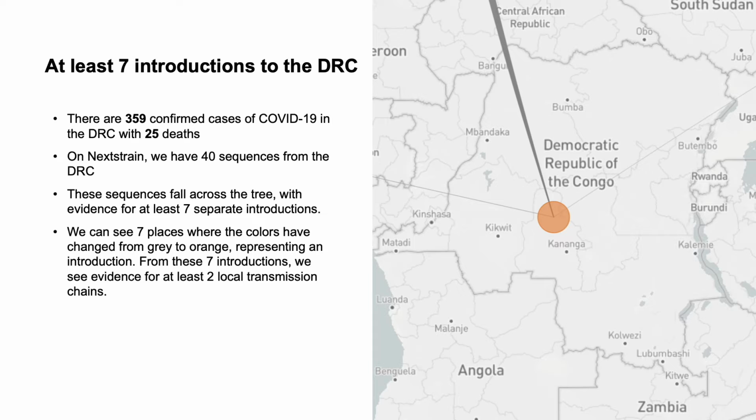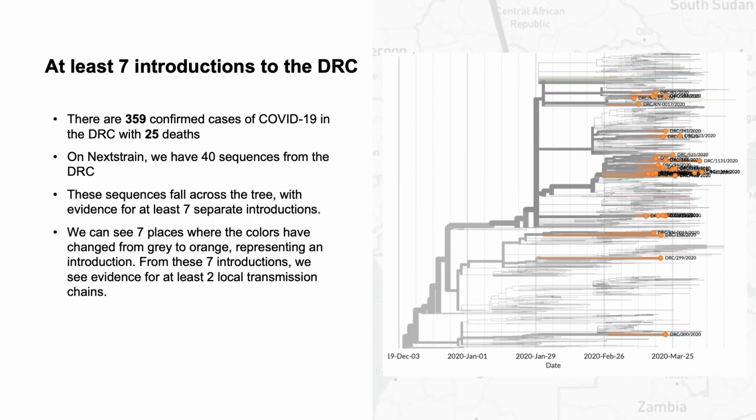These sequences fall across the tree with evidence for at least 7 separate introductions. As shown here, introductions look like a color change between a virus sample, which can be seen at the tips of the tree, and its ancestors, which can be seen with the internal nodes or branch points that lead to it. Here, we can see 7 places where the colors have changed from gray to orange, representing an introduction. From these 7 introductions, we see evidence for at least 2 local transmission chains.